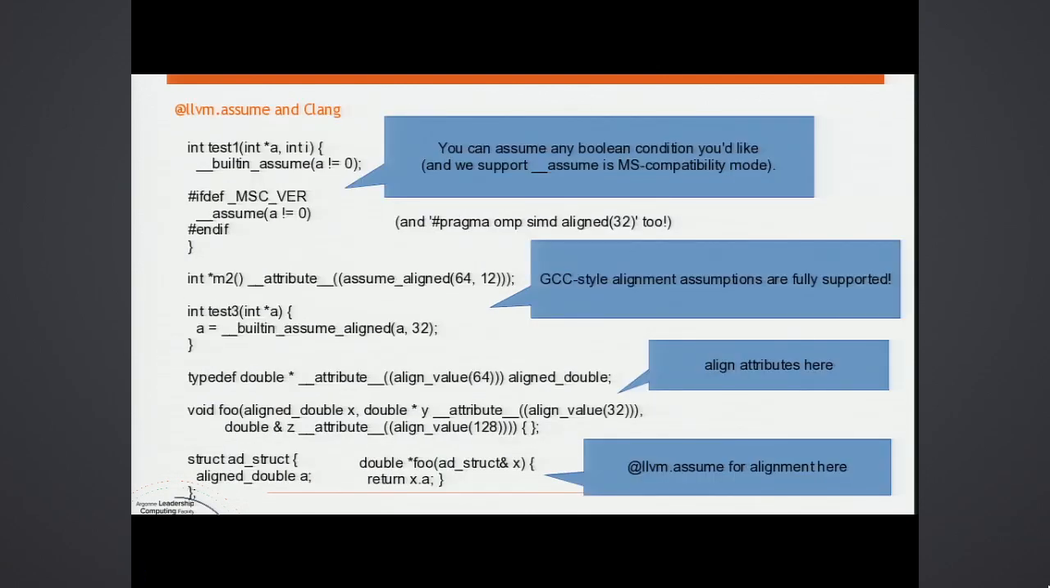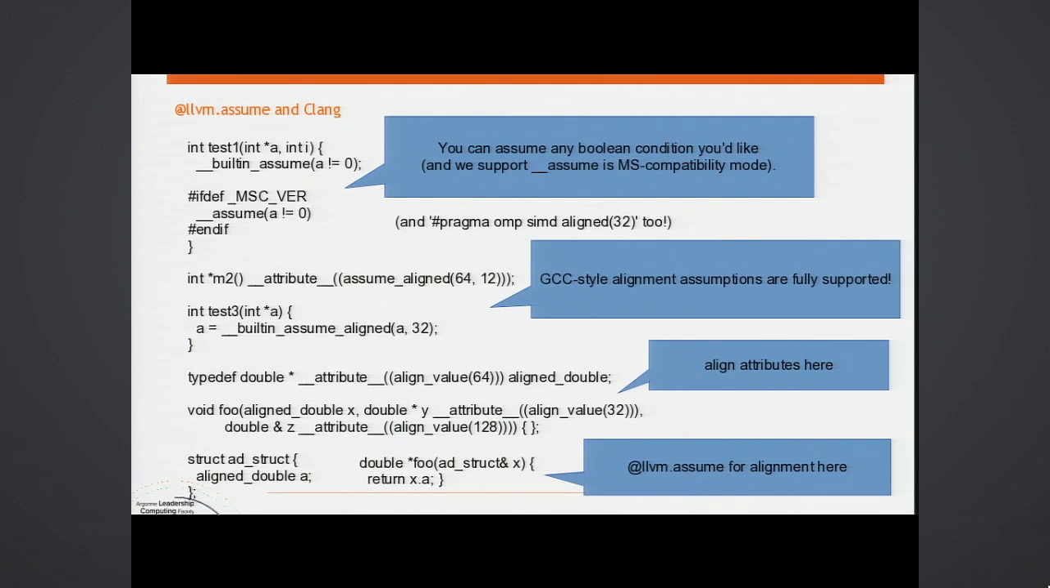Okay. So how is this used by Clang? Well, we have a couple of different mechanisms. We have built-in assume, which is a sort of direct translation. We have all the sort of GCC-style alignment assumptions, which are intrinsics and also some function attributes. All those get translated into these things. The pragma OMP SIMD aligned attribute gets translated into these assumption intrinsics for pointer alignments. As you can see, I'm big on pointer alignments.